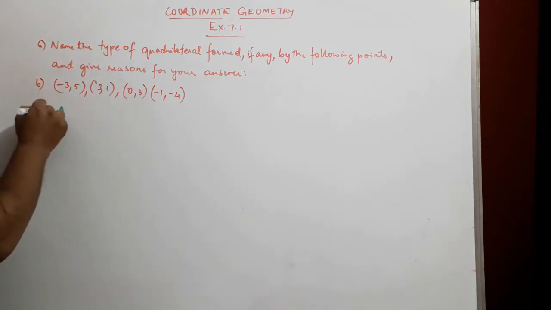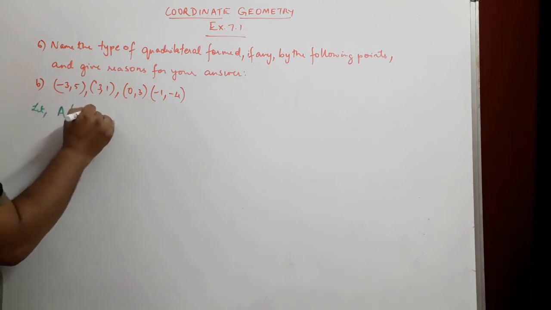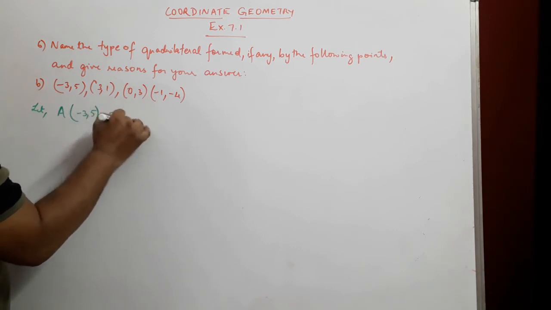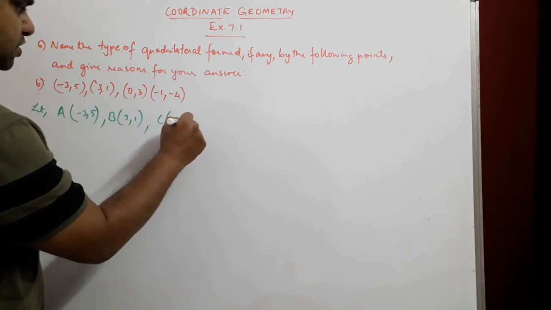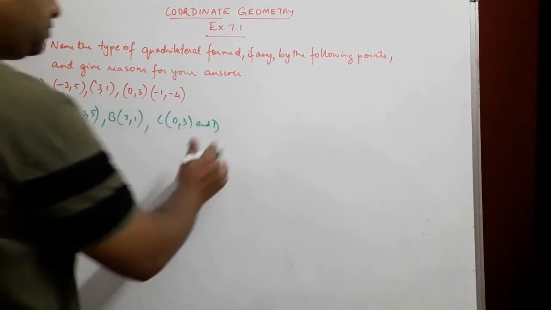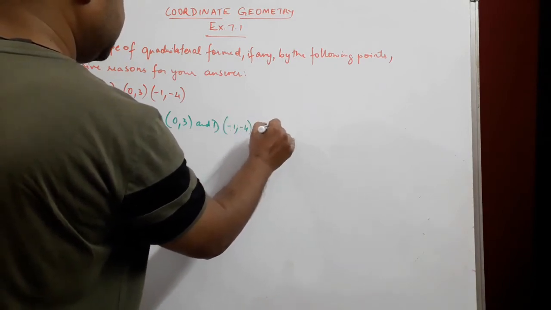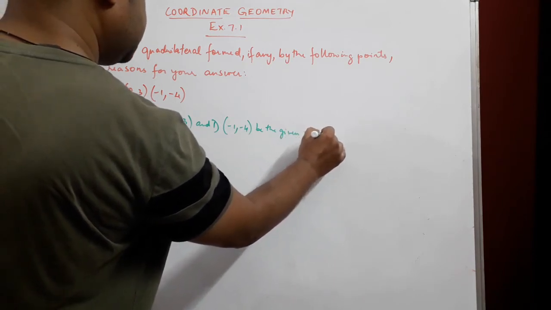So we say let A (-3, 5), B (3, 1), C (0, 3), and D (-1, -4) be the given points.